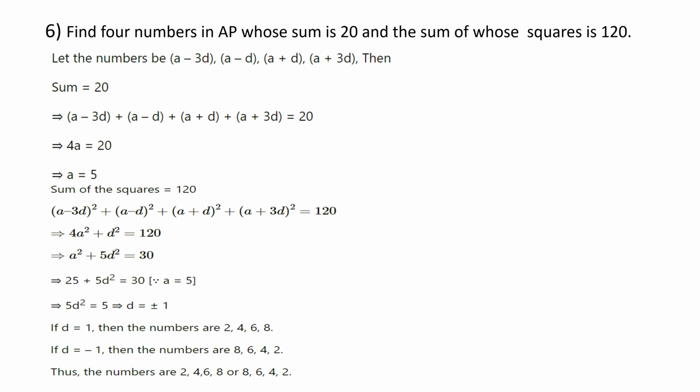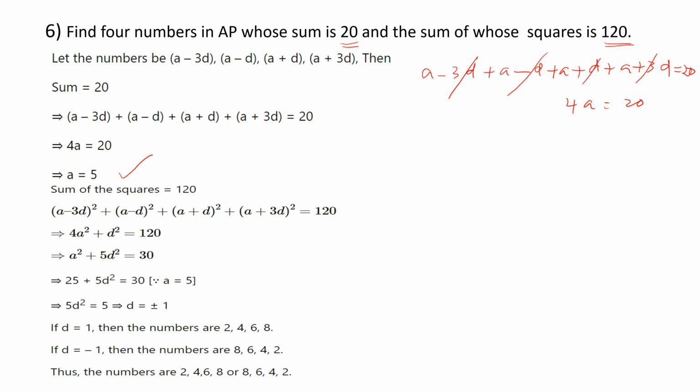So another important question: find four numbers in AP whose sum is 20 and sum of whose squares is 120. So four numbers we can take as a minus 3d, a minus d, a plus d, and a plus 3d. You add everything, a minus 3d plus a minus d plus a plus d plus a plus 3d, and the sum they have given is 20. So minus 3d plus 3d cancel, minus d plus d cancel. So 4a will be equal to 20 and a is equal to 5.